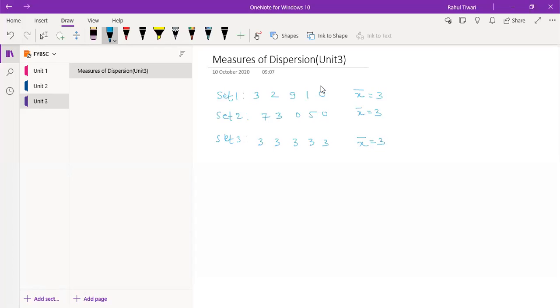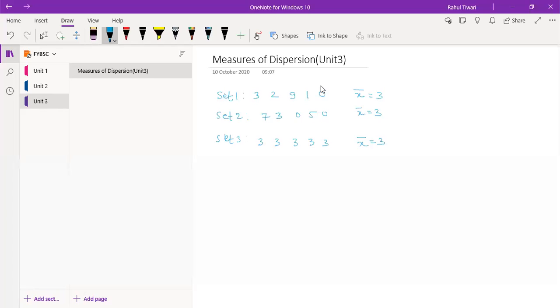But in this scenario, you can understand if I'm using a technique of central tendency like mean and calculate that, we found that all these sets have the same mean. So I may not be able to conclude which set will be better. So for that purpose, we need to check for their variability. We need to check for their dispersion. Whether I say variability or dispersion, the meaning is the same.